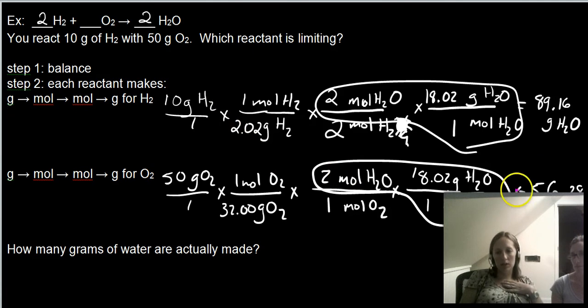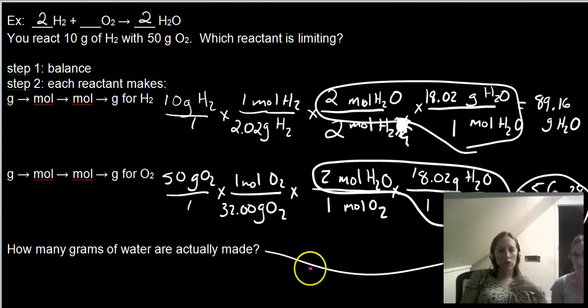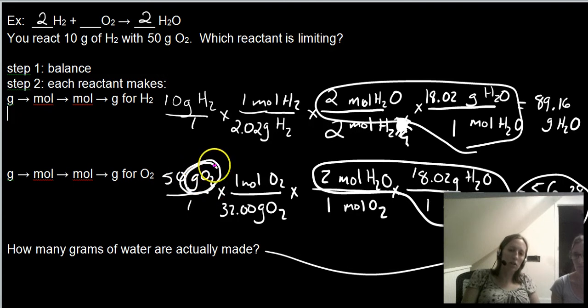So this is how much you can actually make. And the question, which reactant is limiting, is this guy here. Oxygen is the limiting reactant. Hydrogen is the excess reactant.